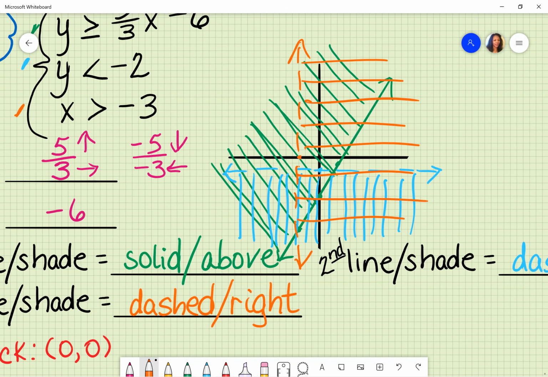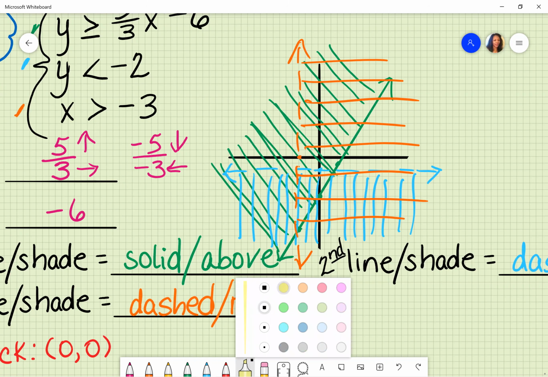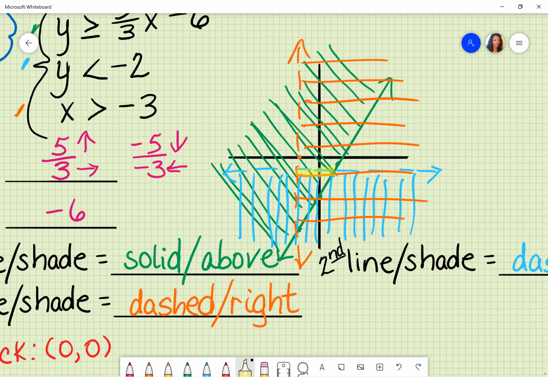And what you are looking for is the region where they're all intersected. So let's see if we can highlight that. I see the blue, I see the green, and I see the orange all in this little section right here. This is the point where they're all shaded together.